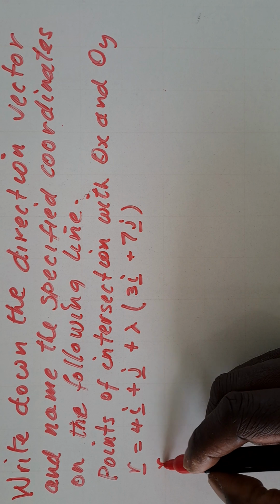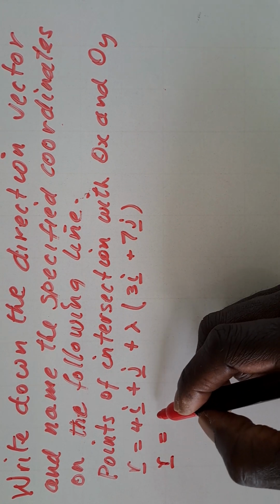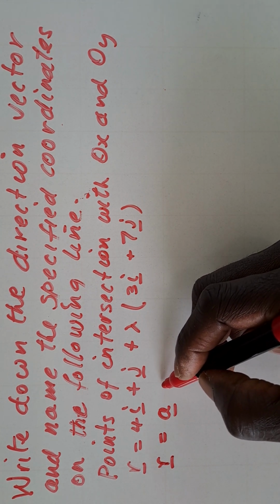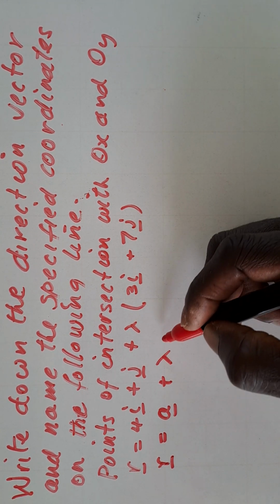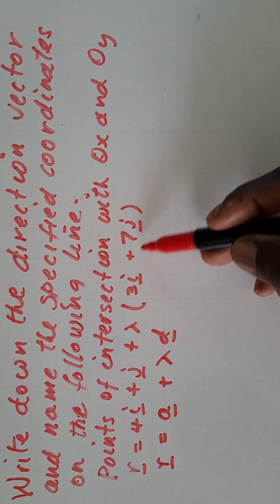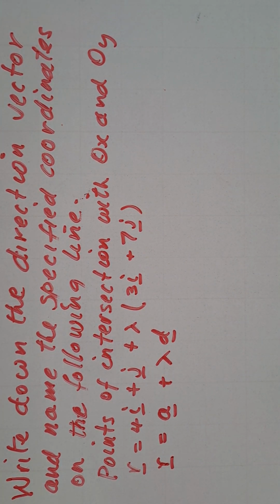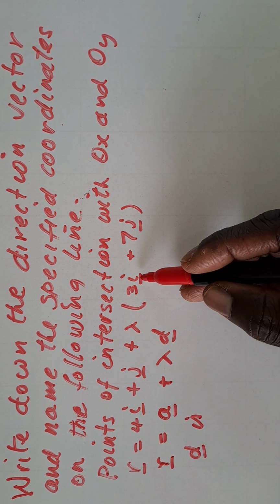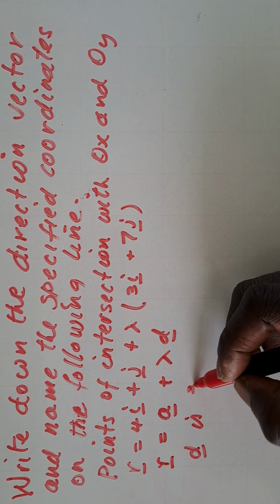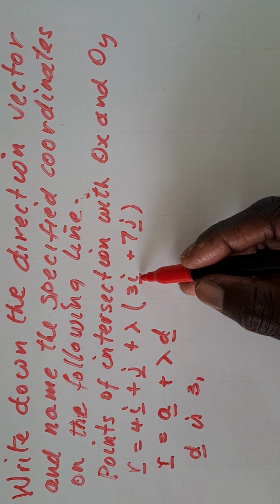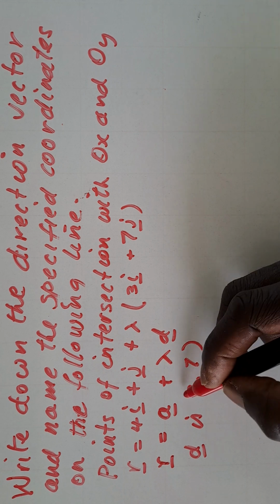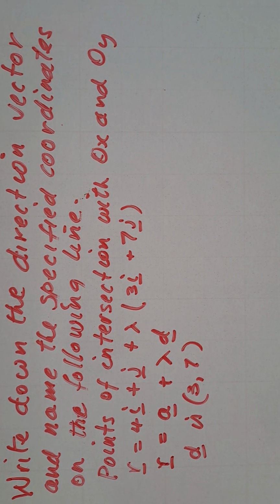Now, our general formula for R, if you look at my previous videos, is A, the position vector, plus lambda D. So we can see here that the vector multiplied by lambda is the direction vector. So we can write D: the coefficient of I is the X coordinate, and the coefficient of J is the Y coordinate. That's our direction vector.